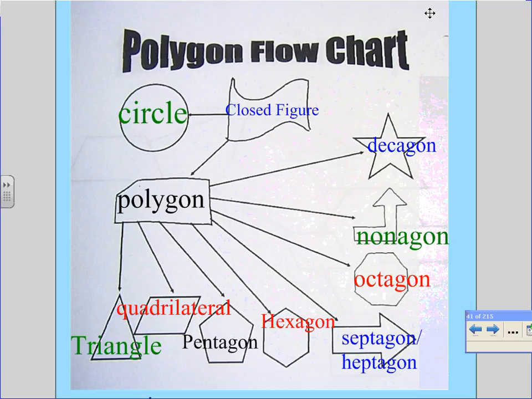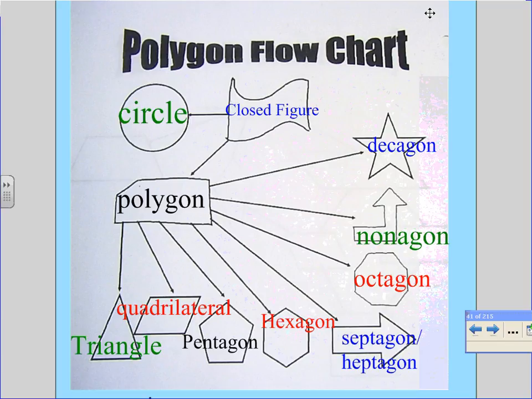So the polygon flow chart, all this reminds you of is how to name figures with 3 through 12 sides minus the one with 11 sides. A polygon, all these branch off. The only thing that points to this is closed figure. Okay, a circle is not considered a polygon. We will talk more about that today, but it is a closed figure. Okay, this is something if you need to practice the names of your figures, this is something good to go to. Any questions on that?